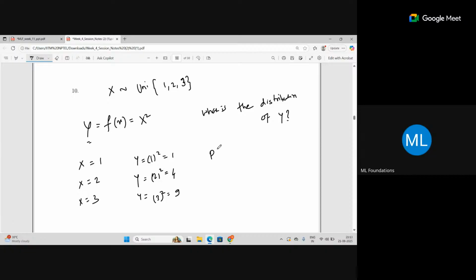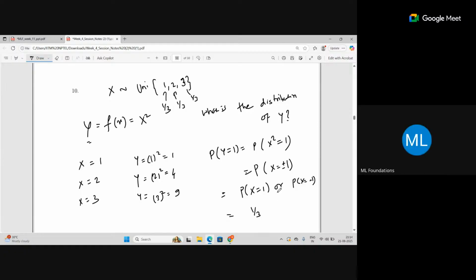So probability of y equal to 1, that is equal to what? What is y? X square, right? So x square equal to 1. Then x will take either plus 1 or minus 1. So I can write it as probability that x equal to 1 or probability that x equal to minus 1. The probability of x equal to 1 is 1 by 3, probability of x equal to 2 is 1 by 3 and probability of x equal to 3 is 1 by 3.